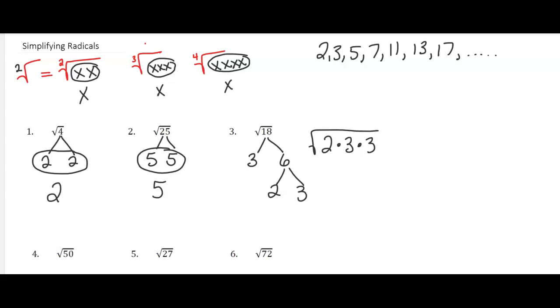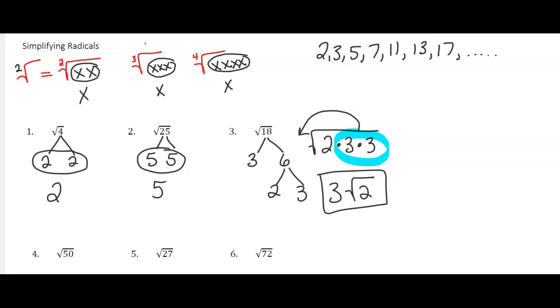Well, what I need to do is I have to have groups of 2. And I have one group of 2 3's. So what that means is I can take 1 3 outside, because I can take one of them outside. Now, I don't have a partner with this 2, so it stays underneath. And so this is my answer. So this is 3 square root 2.